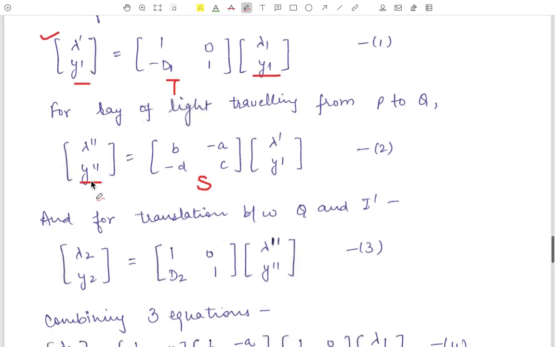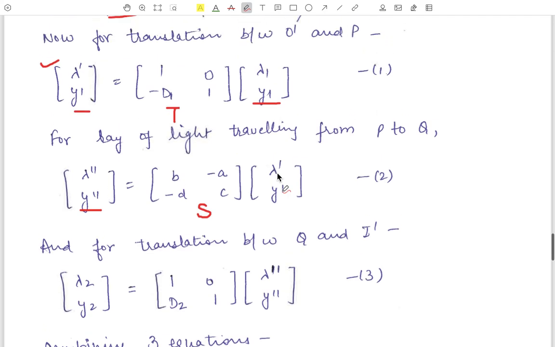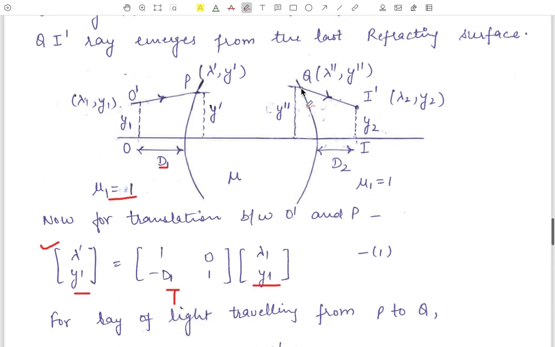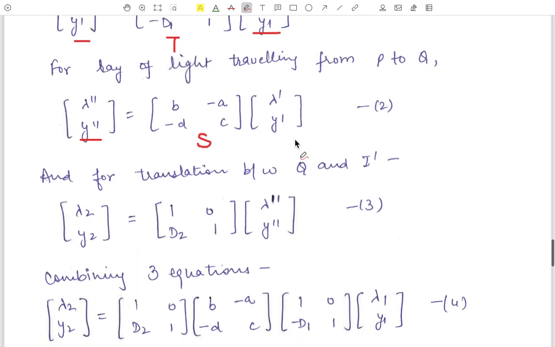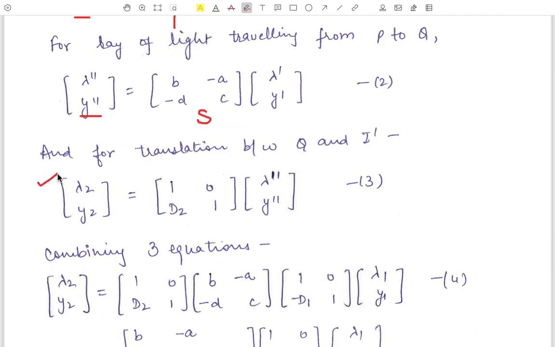So we get lambda double dash y double dash is equal to the system matrix B, minus A, minus D, C, and the input matrix lambda dash y dash. Now we have reached this point Q. Now from Q to I1, I dash, again we have a translation operation. So we will write the equation for the translation operation here.